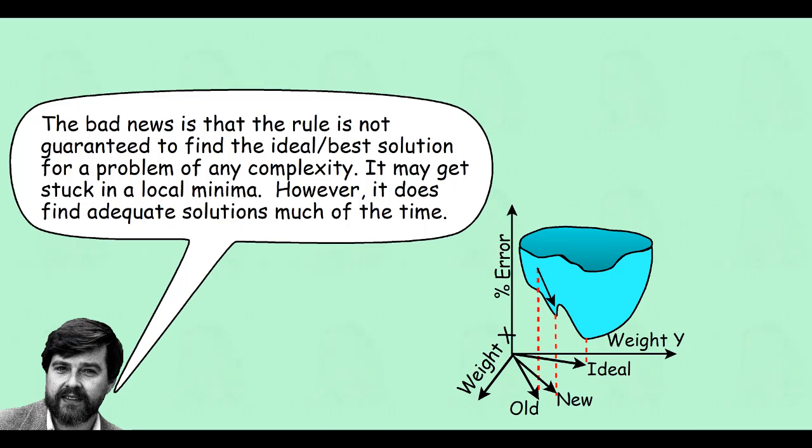However, there are limitations to backpropagation of error. And the bad news is that the rule is not guaranteed to find the ideal or best solution. So for a problem of any complexity, it may get stuck in a local minima. That is, it may get stuck where it's been trying to work its way down, but any attempt to get out of this sort of dip it's got here is going to require it to increase significantly the error it gets here. And so it may not be able to hop out of this and work its way down towards the ideal. And so in some cases, they never get to an ideal solution. They just get stuck in a local minima and they don't get any better.